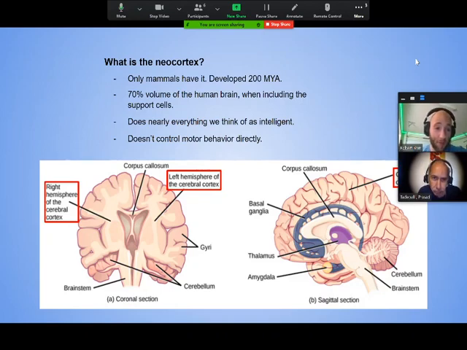Arguably, some motor behavior is really intelligent that we care about that's not done by this part of the brain, because it doesn't directly control motor behavior. It has a talk with the old part of the brain, and then that part of the brain will control the way we move.